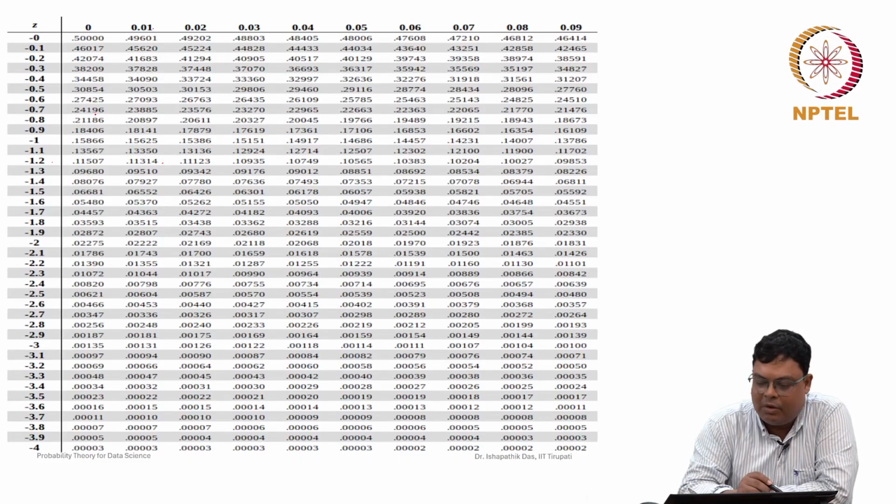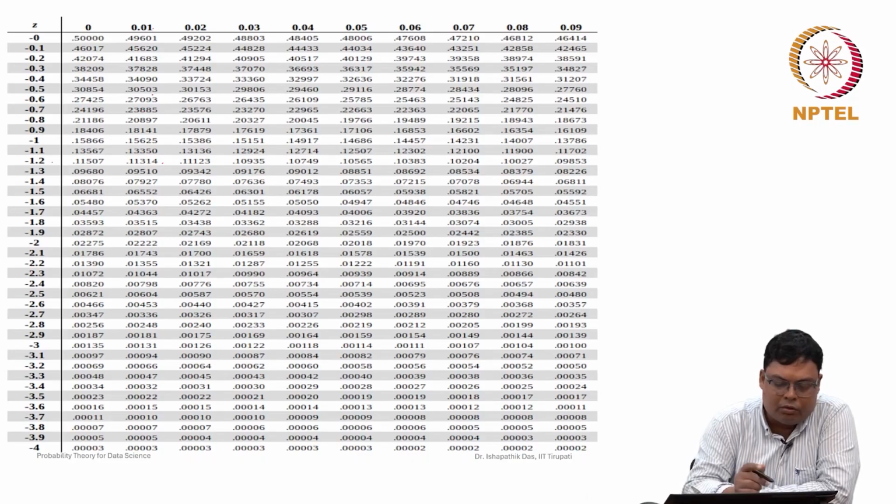Exactly, because it is just a table given up to some decimal places, either we can consider this value 0.23885, which may be close to 0.24, or we can consider this value 0.24196, which is also close to the value 0.24.